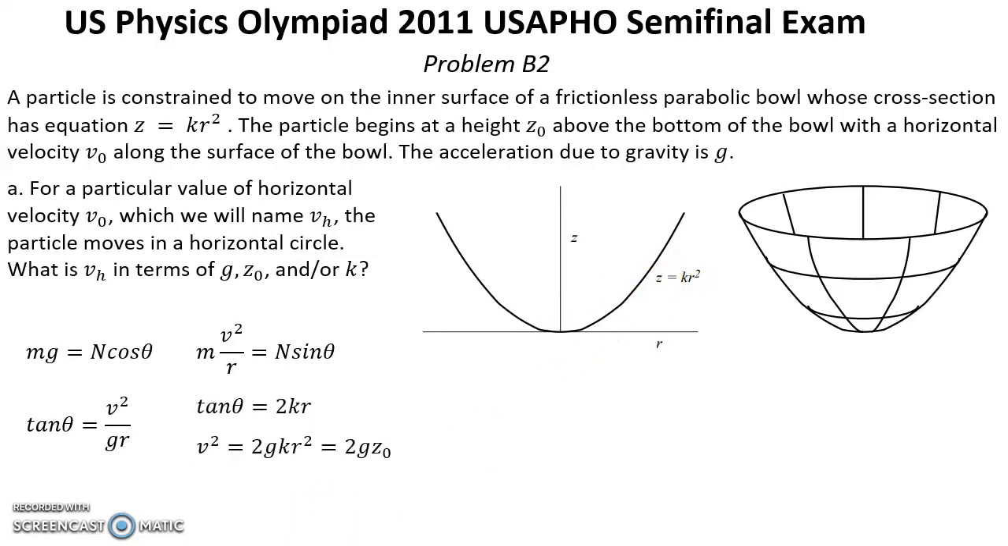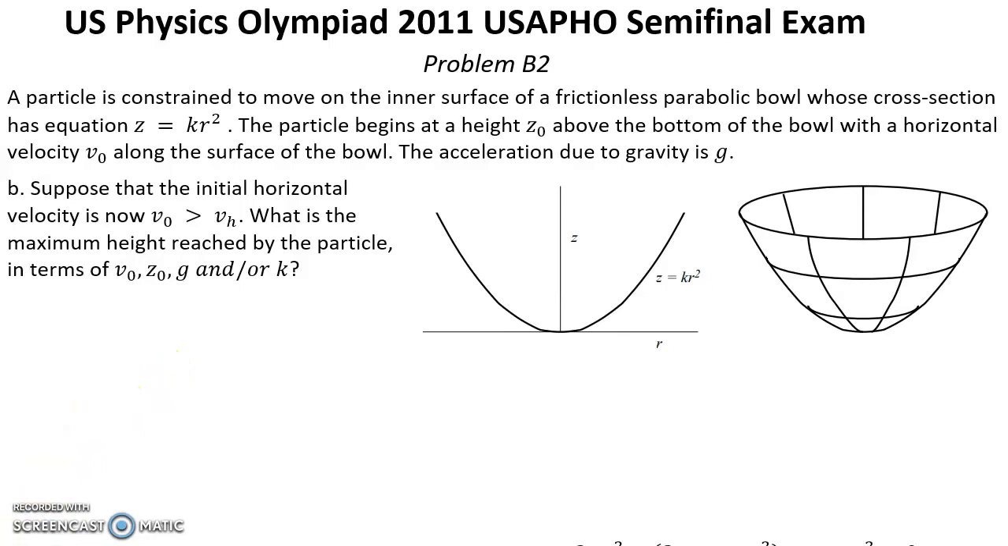That will be tangent theta equals 2kr. And now we can equalize these two tangents, and we get v squared equals 2gk r squared. But k r squared is z0. So we have v squared equals 2g z0. And this is our answer for velocity vh. That will be vh equals the square root of 2g z0. That's the answer for question A.